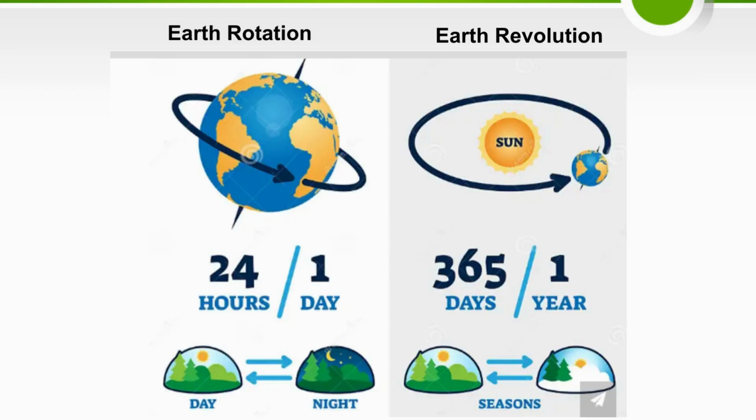Here we have the Earth rotation. It takes the Earth 24 hours to rotate about its axis. So 24 hours make one day. Also, it takes the Earth 365 days to revolve round the sun, and this makes it a year. Why 366 days makes a leap year?